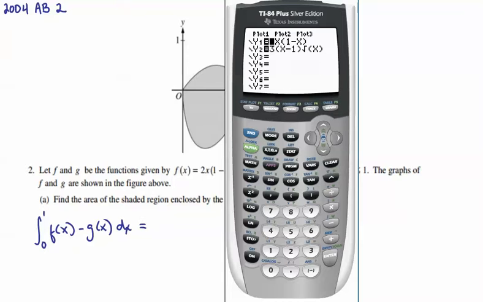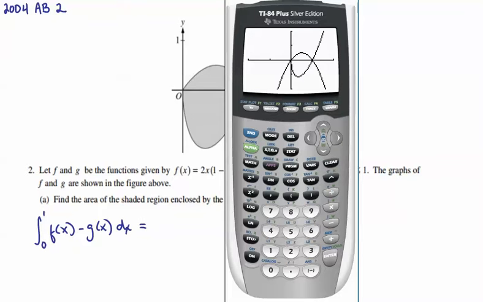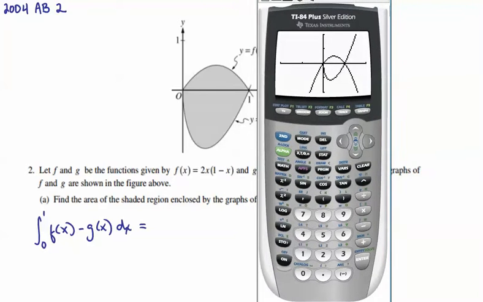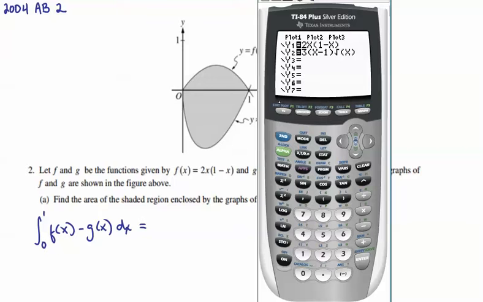So you can see that I put in the two functions. y1 is 2x times the quantity 1 minus x, and y2 is 3 times x minus 1 times the square root of x. And if we were to graph that, and I set the window from -2 to +2 for both x and y, we can get a picture that looks like the picture in the problem here. But that's not going to help us. We're looking for the area. So what we need to do is to subtract the first from the second. So let's take a look at how we would do that.